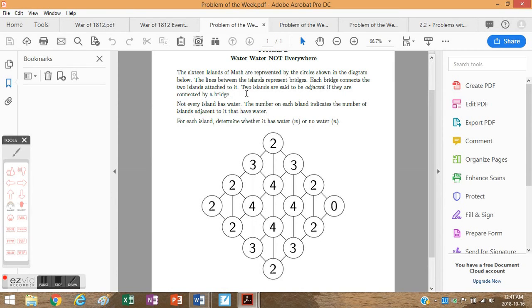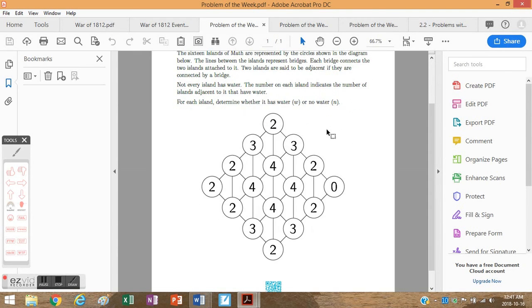Alright, so the ones that have water, we'll put a W. No water, we're going to put an N. So we start looking at this and say, okay, well, the easiest one is this guy here, 0. Nothing that it touches has water. So this is an N, and this is an N. We still don't know if it has water or not. We'll get to that.